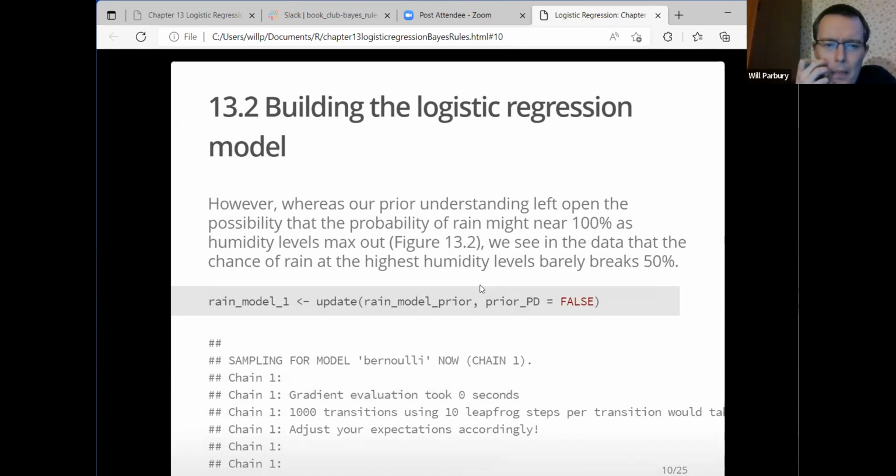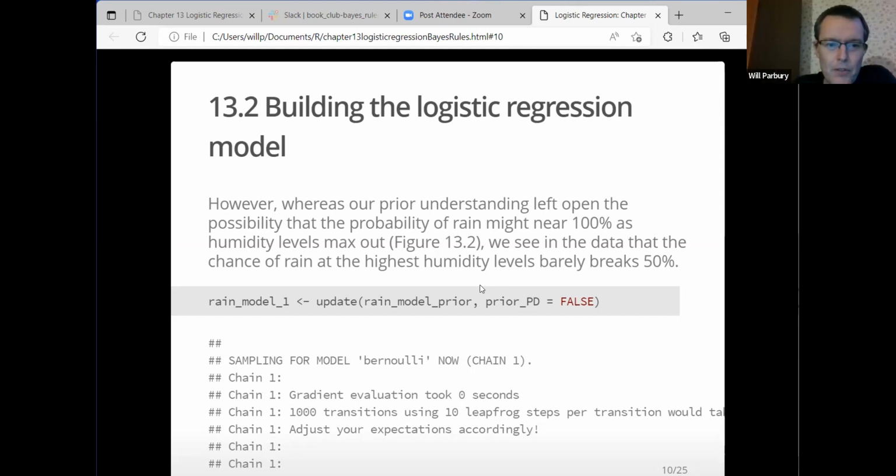However, whereas our prior understanding left open the possibility that the probability of rain might be near 100% as humidity levels max out, I think this is based on the graph from the previous code. But what we see in the data is that the chance of rain at the highest humidity levels barely breaks 50%. So you can have 99% humidity, and the chance of rain is higher than at lower levels of humidity, but it's still 50-50 really. So that can just be updated there.